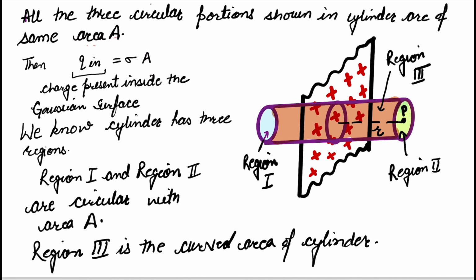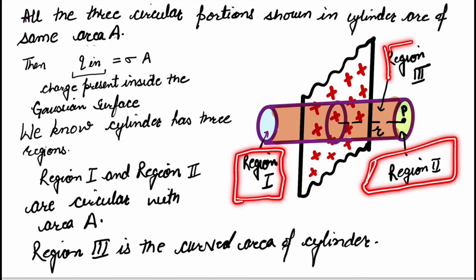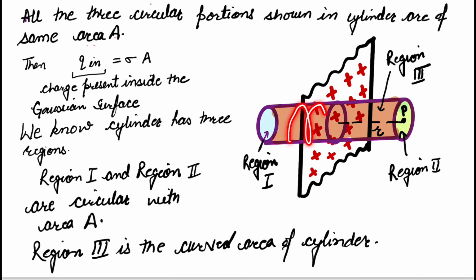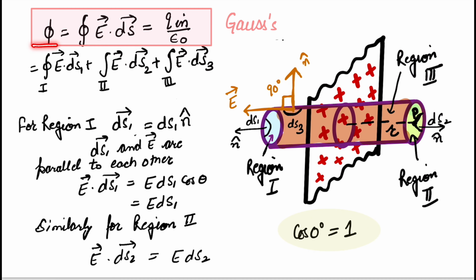Then this Gaussian surface can be divided into three regions, region 1, region 2 and region 3. Region 1 is this circle, region 2 is the other end circle and region 3 is the curved area of the cylinder. We apply Gauss law. Gauss law states that the electric flux is equal to the surface integral of electric field dot the area vector, and it is equal to Q in divided by epsilon naught. Q in is the total amount of charge present inside the Gaussian surface.